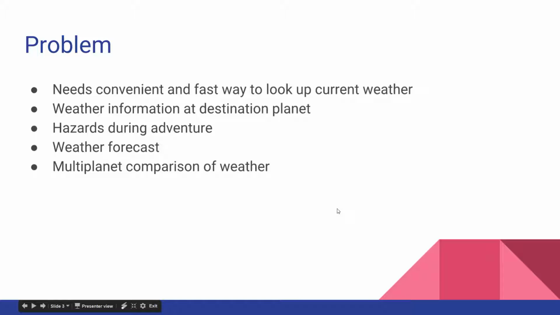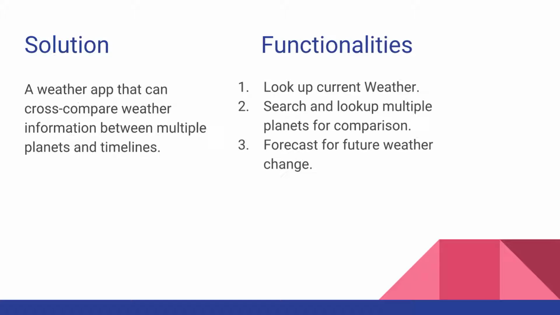Now the problem is that these people need a convenient and fast way to look up current weather, and they also need the weather information at the destination planet. They have to be able to predict and avoid hazards during adventure. They also need to be able to forecast weather, and they need to be able to compare weather across multiple planets. A solution to that is a weather app that can cross-compare weather information among multiple planets and timelines.